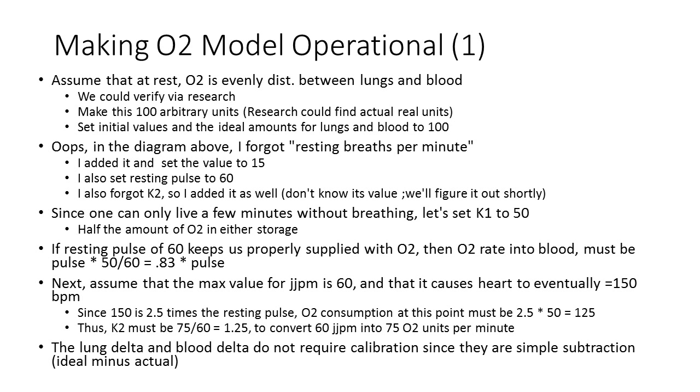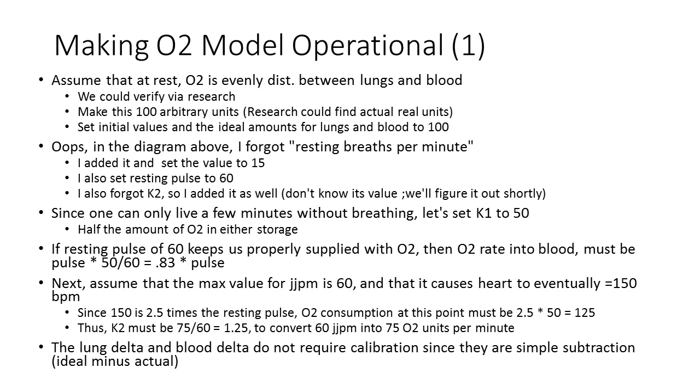And in that diagram, I forgot to put resting breaths per minute, which is another parameter. And so I set the resting pulse rate to 60. That's actually about what my resting pulse rate is, so that's actually a good number. And since we only can live a few minutes without breathing, I said, let's assume that if we reduce the amount of oxygen by 50% in either of the storages, that would be a really big problem. So we're going to definitely need to set the parameters so that we don't allow the amount of oxygen to be depleted to near zero. That would be fatal.